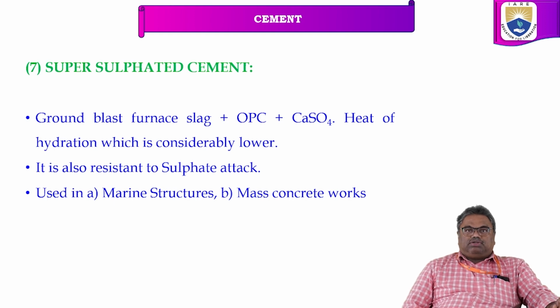So super sulfated cement. Here we'll use granulated blast furnace slag plus ordinary Portland cement and CaSO4. So super sulfated cement is a mixture of ground blast furnace slag, ordinary Portland cement, and calcium sulfate. So it is a combination of these three materials.